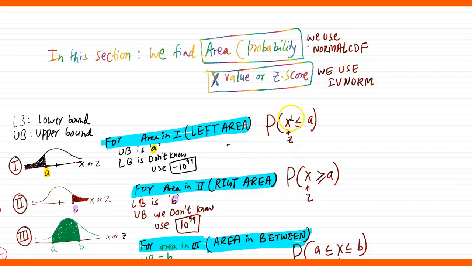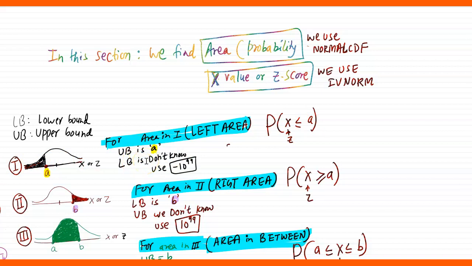If you look at this inequality, x less than or equal to A, because of the less than, this whole thing represents the area on the left, and it's also called probability. This shaded region is the area, and also the probability. It could be x or z: probability of x less than or equal to A, or probability of z less than or equal to A. If you have a question to find P(x less than or equal to A), think about the left area and determine the upper bound and lower bound.